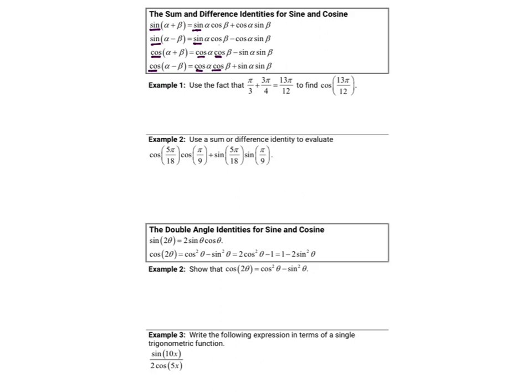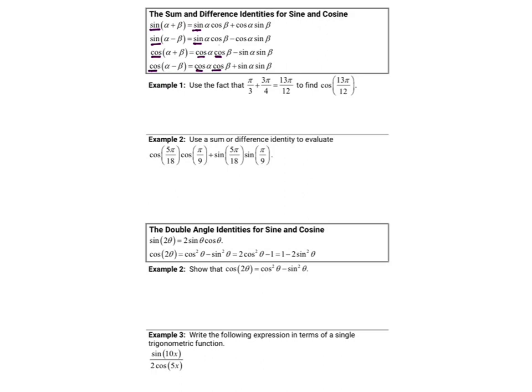The sine one involves both sine and cosine on both terms. Both have both pieces. The cosine ones only have cosine on the front terms and only have sine on the back terms. Can you see it? So sine alternates. Sine, cosine plus cosine, sine. Sine, cosine minus cosine, sine. Cosine goes cosine, cosine, sine, sine.